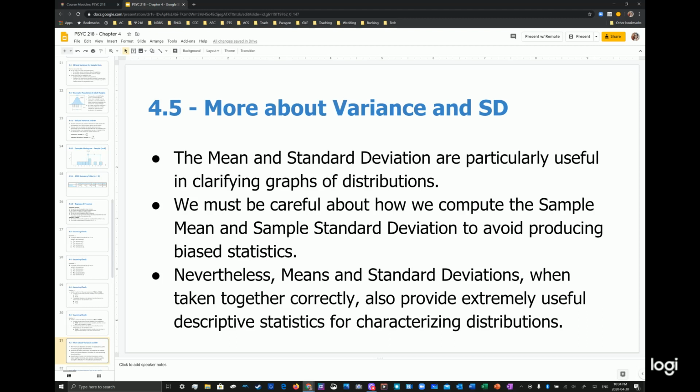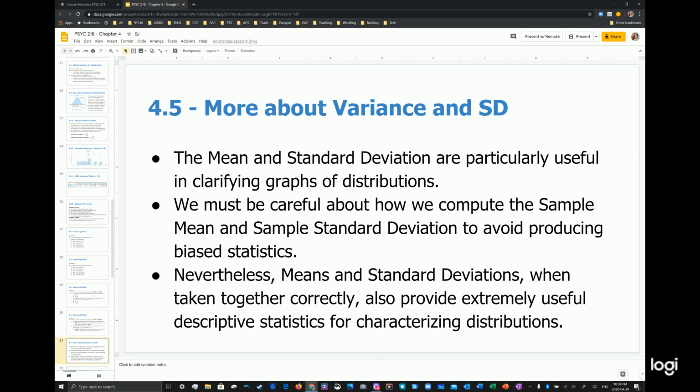Again, we must be careful about computing the sample mean and sample standard deviation. We use degrees of freedom to avoid sampling bias or sample bias. Technically, they're different terms. We'll use sample bias. Sampling bias would probably refer to the process of sampling, but that would be a Psych 217 thing here.